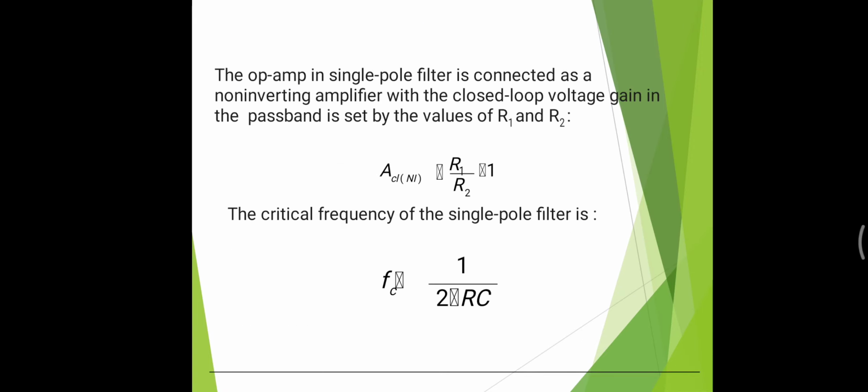If you see, the op amp in the single pole filter is connected as a non-inverting amplifier, as I already told, the input is given to the non-inverting amplifier in the op amp, so that we get a gain equal to R1 divided by R2 plus 1.